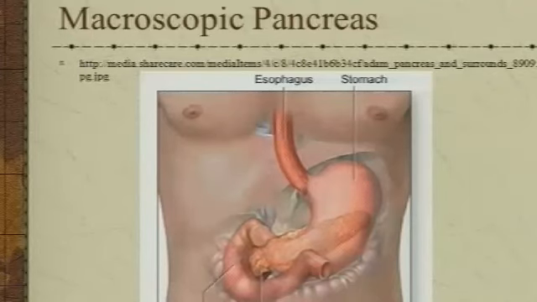The pancreas is in what is called the retroperitoneal space. Do you guys ever use that clinically? I teach you do, okay.